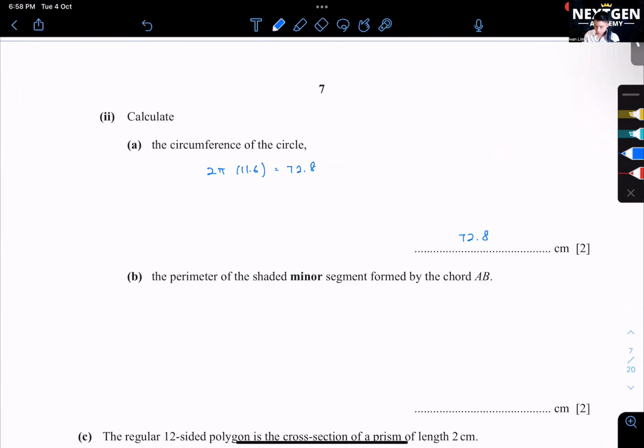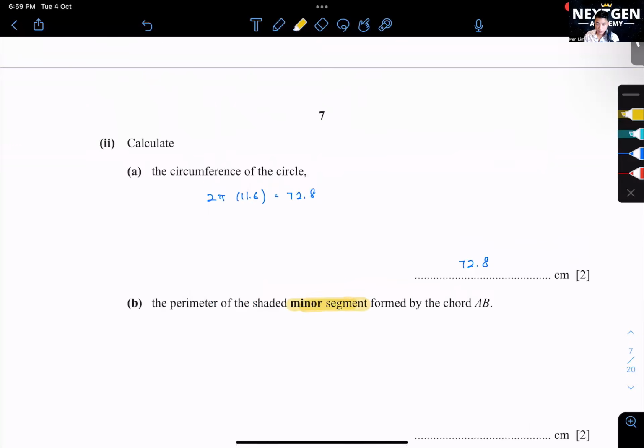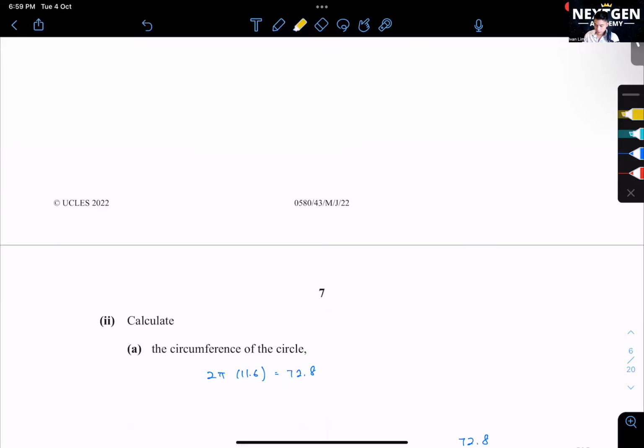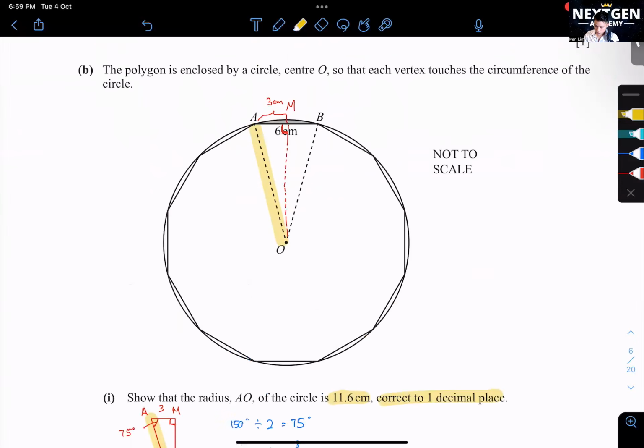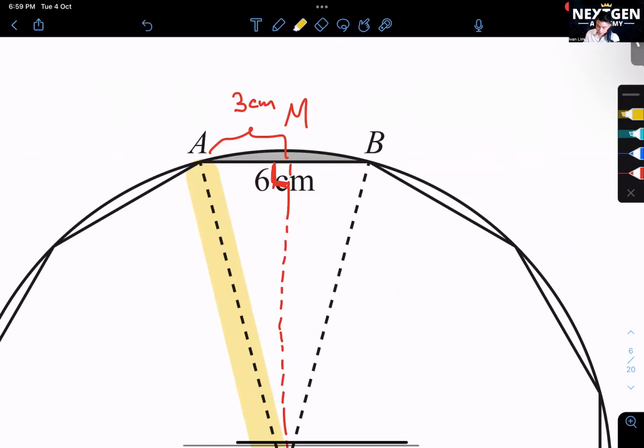Question B, the perimeter of the shaded minor segment. Okay, you have to be careful. They're asking you for segment formed by the chord AB. So what is a segment? You need to know what's your segment, sector. Don't get confused. So segment is here. You see the pizza crust, which we went through when we went through mensuration. Segment is over here. This part here.